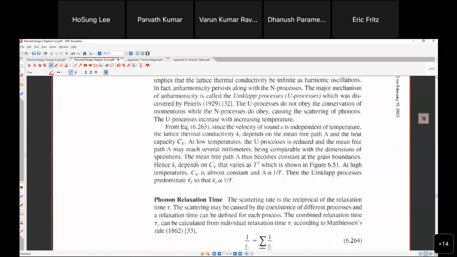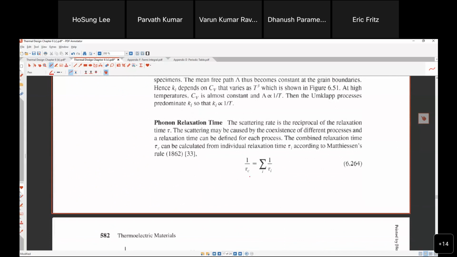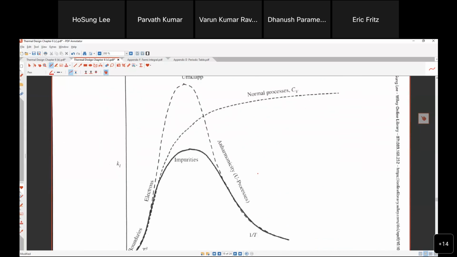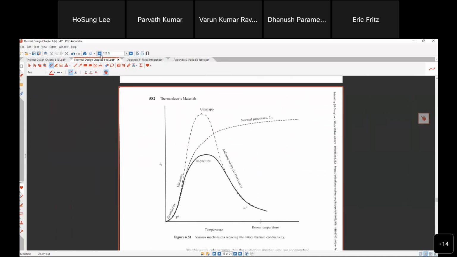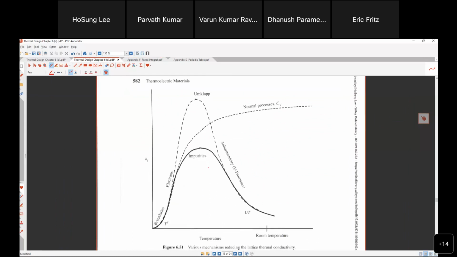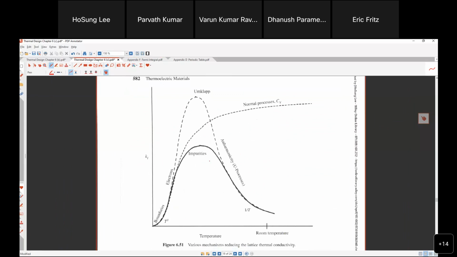Okay, so usually more than one relaxation time, then summation, the inverse of the summation. Usually that's the nature. If you have more than one, again we sum the scattering mechanisms. So in general, this we have to understand.